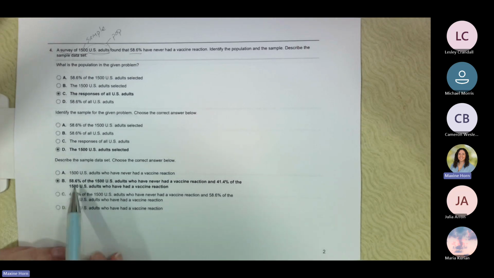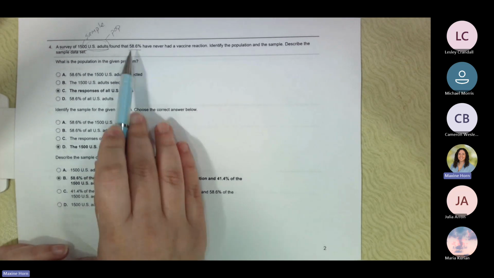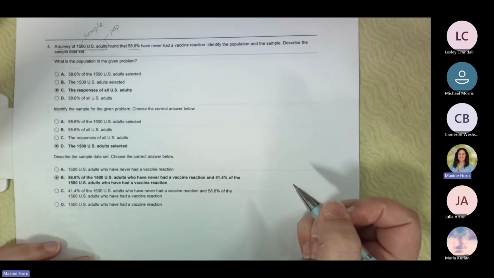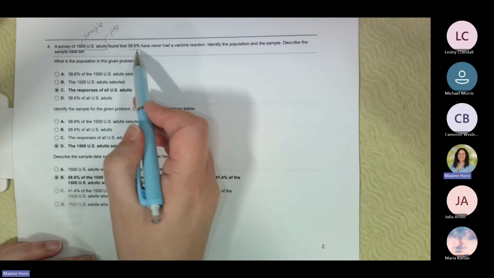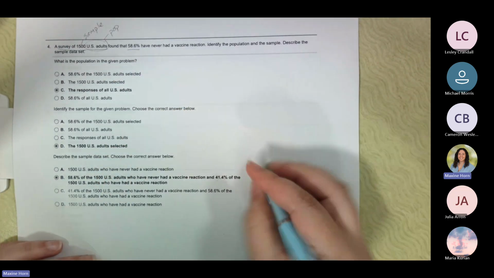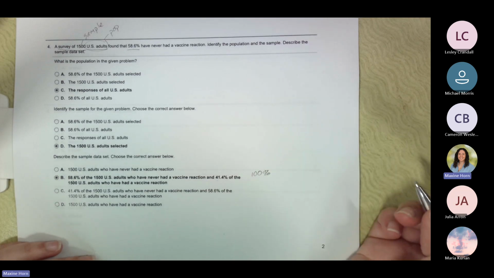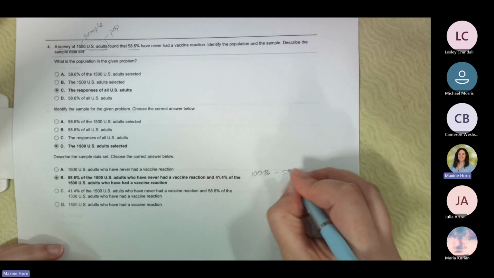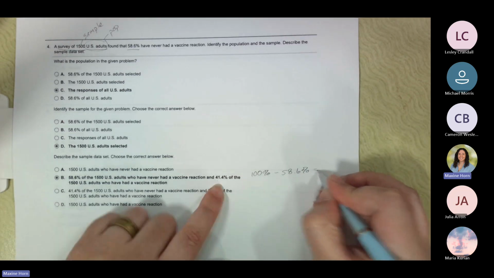And then describe the sample data set. You'll notice here that not only have they talked about the number they gave us, that 58.6% that never had the reaction, they also talked about how many did have a reaction. A lot of times they want you to not just talk about whatever number they gave, but also what about the rest of the population? So you have to do some math there, right? There's 100% of the population and 58.6% never had a reaction. We subtract that, and that's how they get the 41.4% that did have a reaction. Okay.